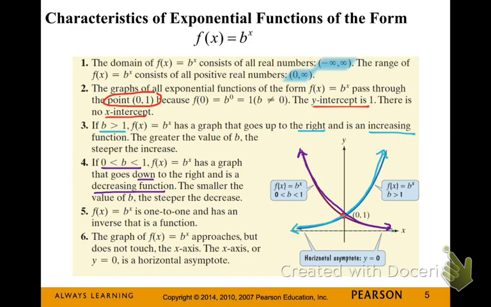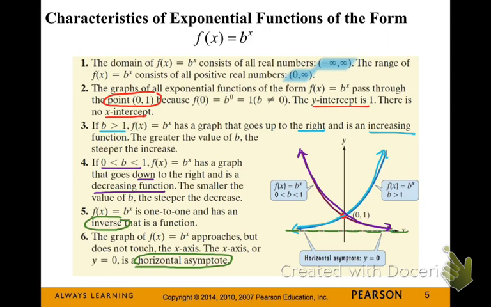A couple other things to know about the exponential function is that it is one-to-one, so that means it does have an inverse. And also, since the graph is getting closer and closer to the x-axis but never touching it, this is going to be an example of our horizontal asymptote.